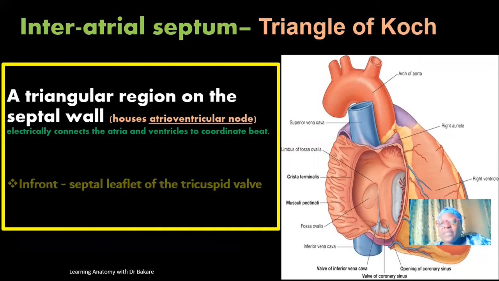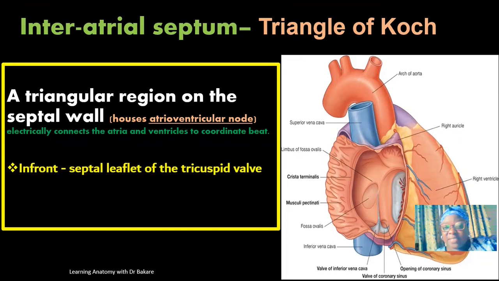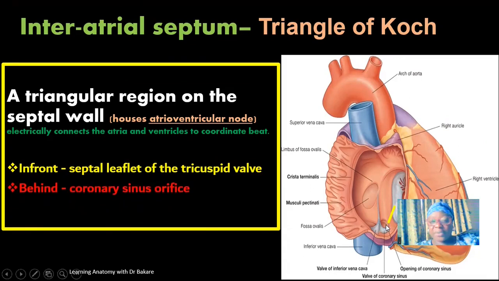So let's look at the borders of the triangle of Koch. In the front, we have the septal leaflet of the tricuspid valve. This is the tricuspid valve that separates the right atrium from the right ventricle. So this septal leaflet of this valve is seen to border the triangle at the front, and this is what is arrowed in yellow. Also behind, we have the orifice of the coronary sinus. This is the coronary sinus here, and the orifice or the opening of this sinus into the right atrium is seen to bound this triangle behind.